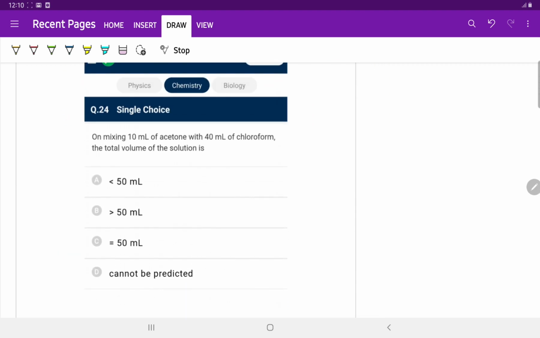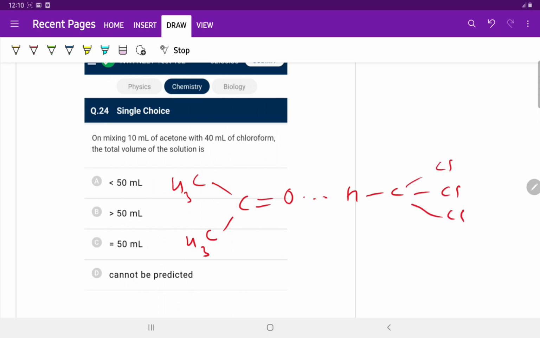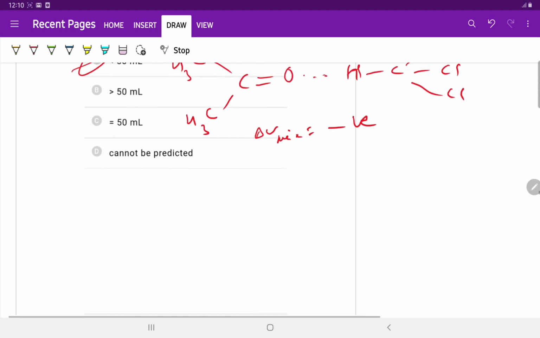On mixing 10 ml of acetone with 40 ml of chloroform, the total volume of the solution is? This is acetone, and this oxygen forms hydrogen bonding with chloroform. So there is a negative deviation from Raoult's law, and the volume of mixing will also be negative. So on mixing 10 ml of acetone with 40 ml of chloroform, the volume is less than 50 ml. A option is correct for question number 24.